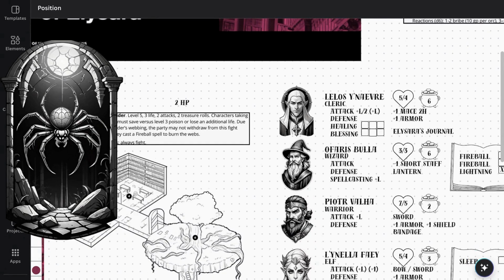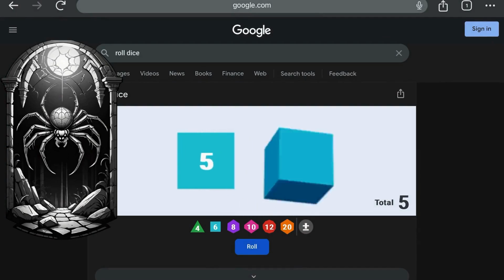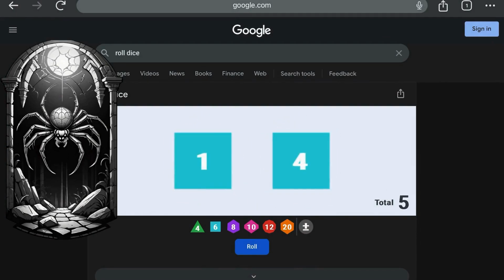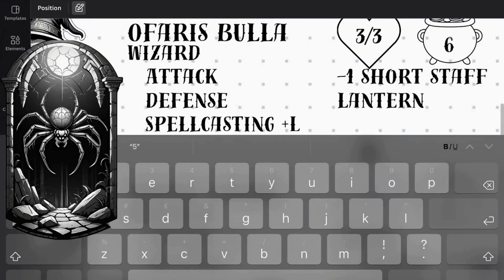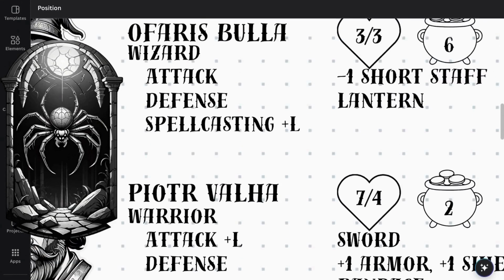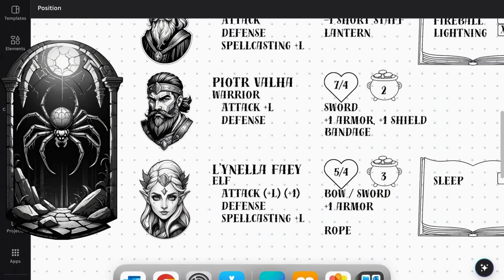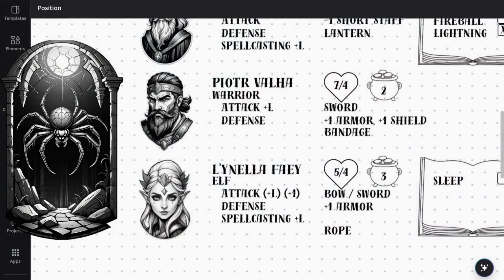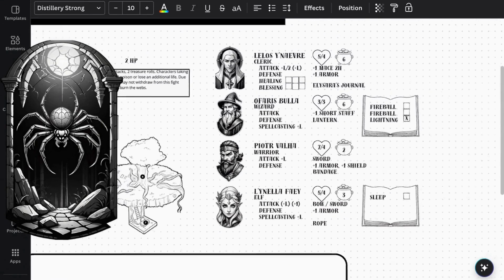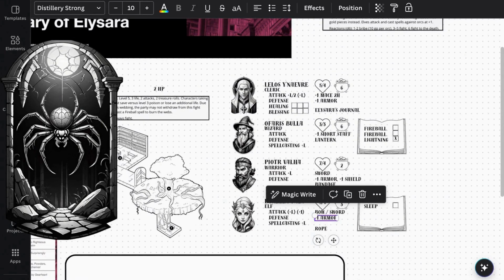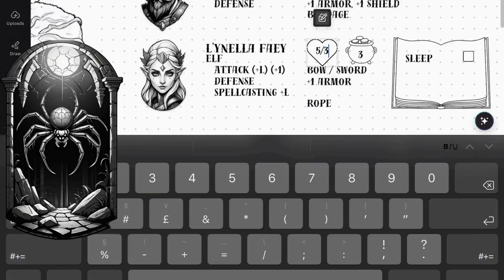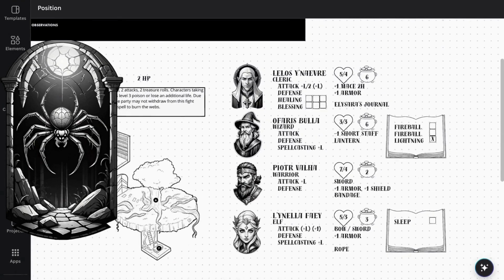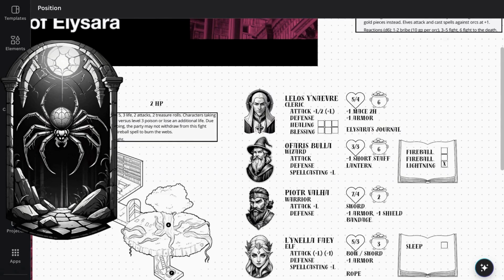It is the spider's round again, so Piotr and Linella have to defend. 1 and 4, great. One is an instant failure, so Piotr has 4 health, and Linella rolled 4 plus 1 with the armor is 5. It is not enough. Okay, Linella has now 3 health points. No problem, we can move on and attack.